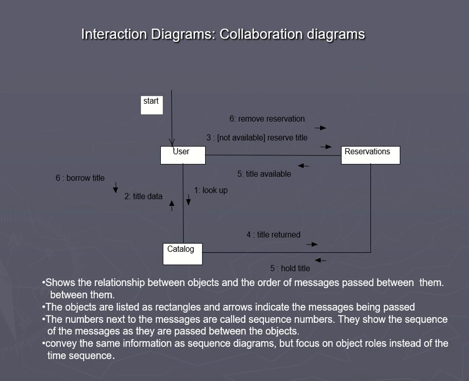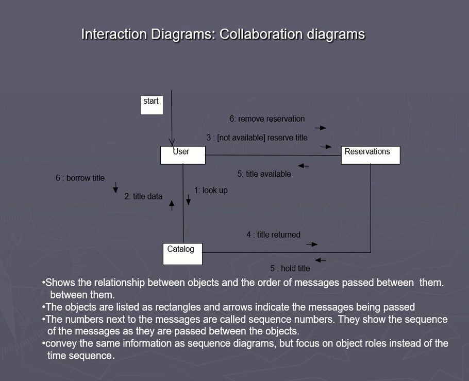The interaction diagram, that is the collaboration diagram as we discussed earlier, shows the relationship between objects and the order of messages passed between them. The objects are listed as rectangles and arrows indicate the messages being passed. The numbers next to the messages are called sequence numbers. They show the sequence of the messages as they are passed between the objects. It conveys the same information as the sequence diagram but focuses on object roles instead of the time sequence.